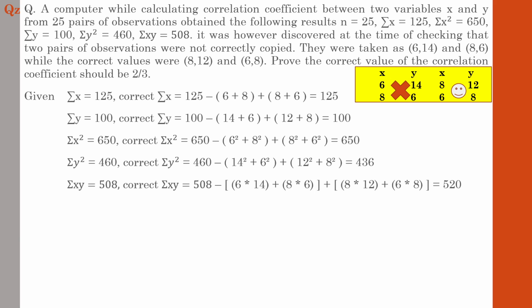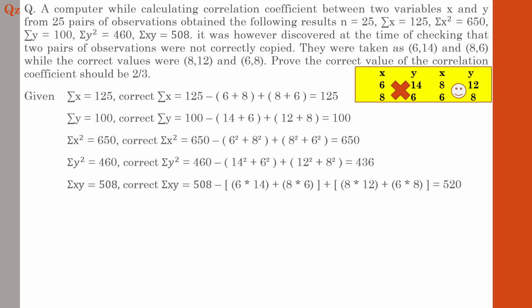And finally sigma xy. Xy is obtained by multiplying x and y. So in the question it is said that sigma xy is 508. So from 508 you need to deduct the wrong values. It is obtained by multiplying x and y. See, here the wrong values are x, 6 into 14 plus 8 into 6. So if you deduct these values from 508 and add back this set of values, you will get the correct values. See, 8 into 12 plus 6 into 8, you will get the correct total.